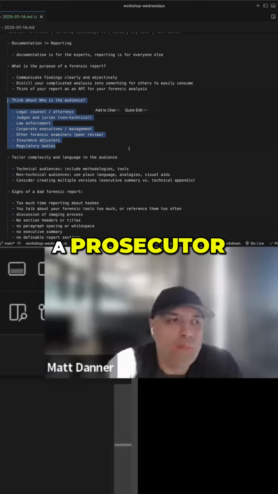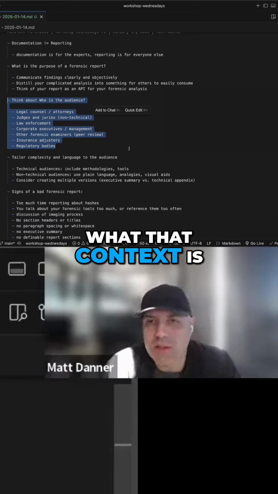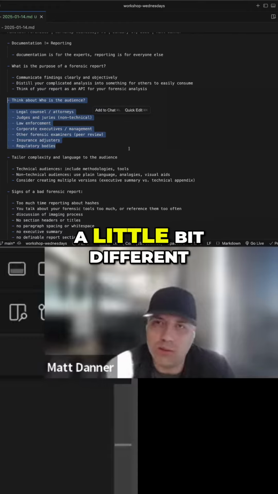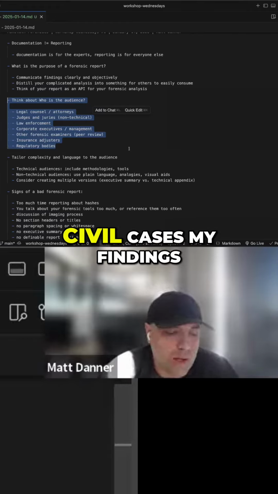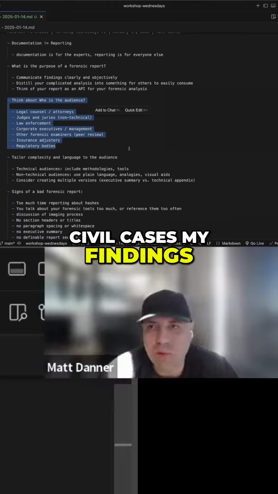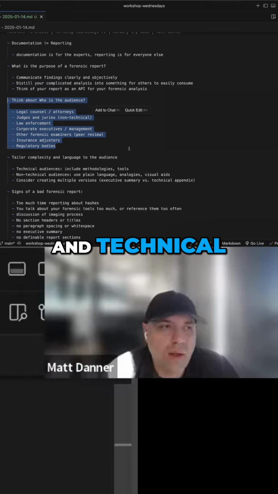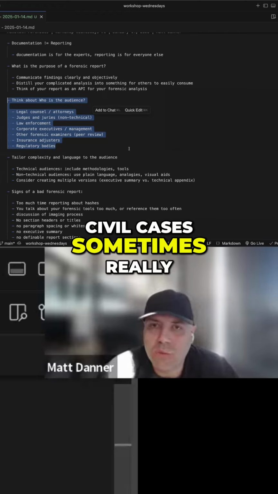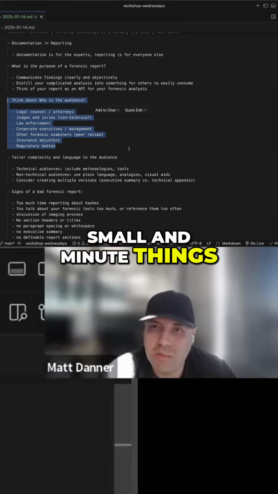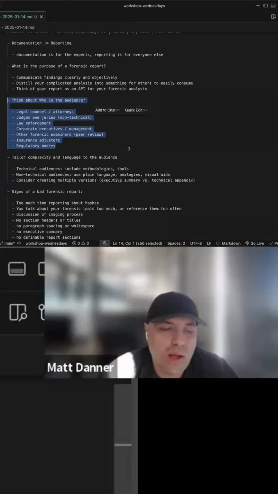from a prosecutor. So depending on what that environment is, what that context is, your report could be a little bit different, right? Like I found that in civil cases, my findings and reports tend to be a lot more complex, a lot more complicated and technical, because in civil cases, sometimes really small and minute things matter, and it gives the litigator a lot of things to make arguments around.